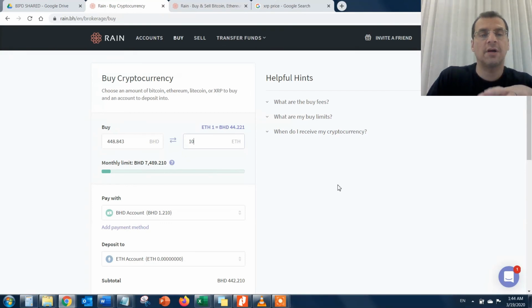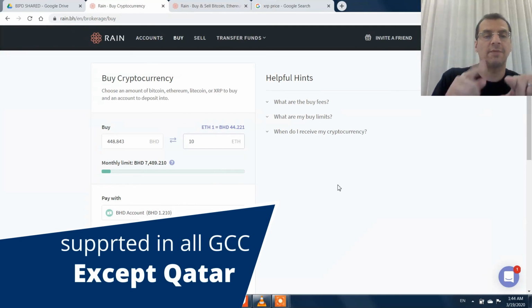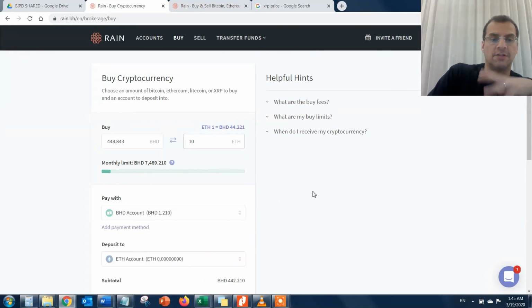Now, please keep in mind this applies to any of the GCC countries, which means if you live in any of the GCC countries, you'll be able to connect your bank account to the Rain account and make deposits using either USD or the local currency. For the UAE, you'll be able to deposit Emirates dirhams. If you're in Saudi Arabia, you'll be able to deposit using Saudi riyals into the Rain account, and so on, depending on which country you're living in and where your bank account is hosted.